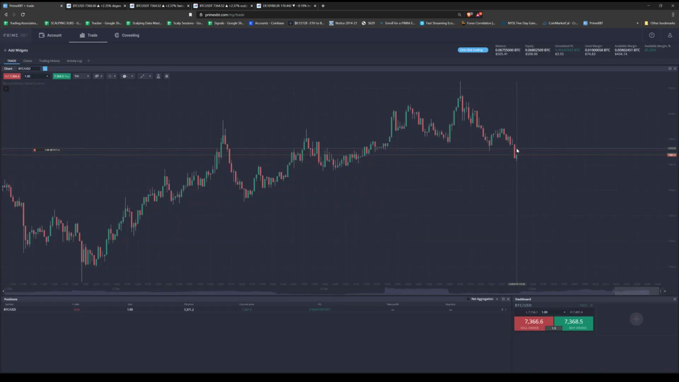Hey, look, we shorted the bottom and we're in profit. For now. I mean, there's no right or wrong way to make money, guys. If what you do makes money, it doesn't really matter. Just keep doing it.